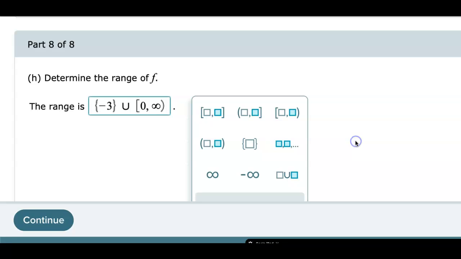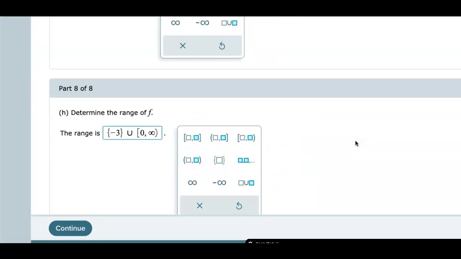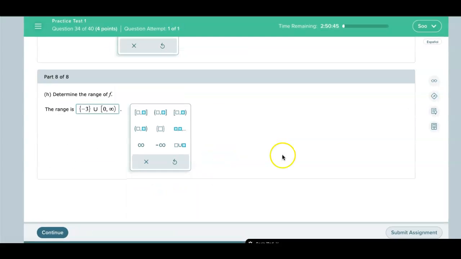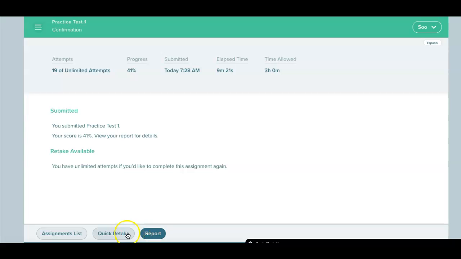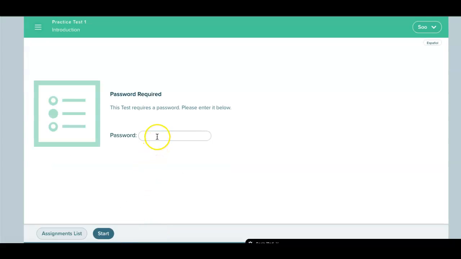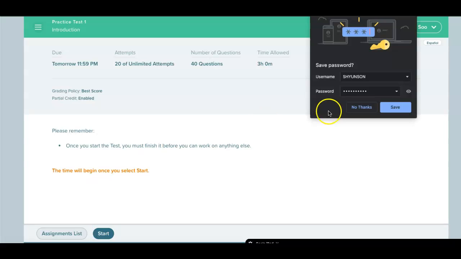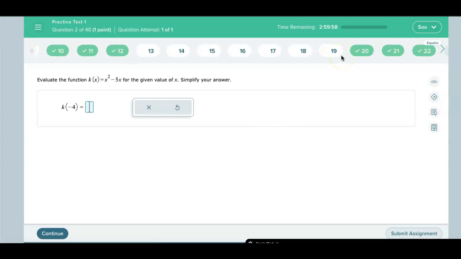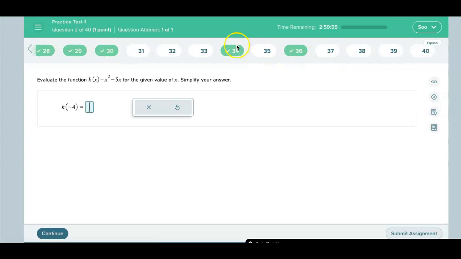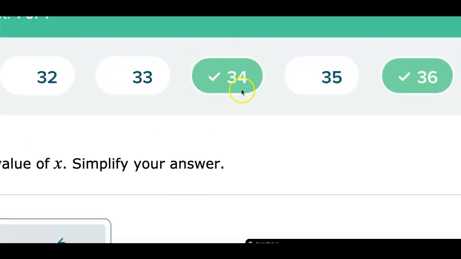Definitely the range was the hardest one, but you guys will get partial credit even if you missed one part of the question. So I did finish all parts. I am crossing my fingers to see if we got this right. If we do the quick retake, and go into the test to see if we got a check mark next. I forgot what number it was. It wasn't number 36 or 38. It was 34. I would like to believe it was 34. And we see a check mark there.